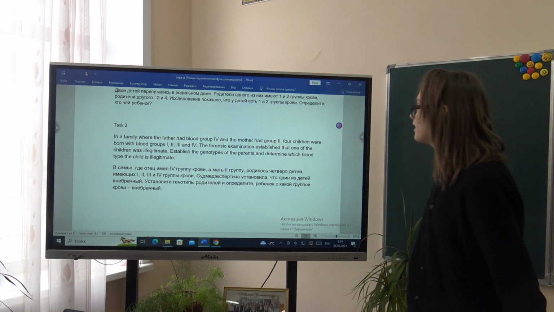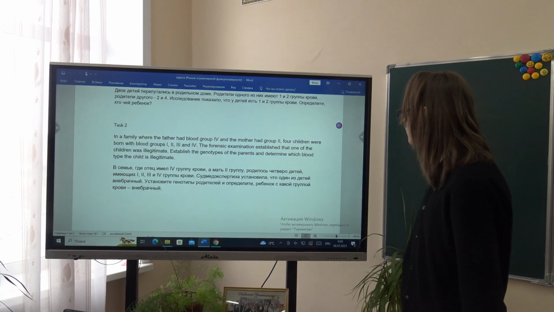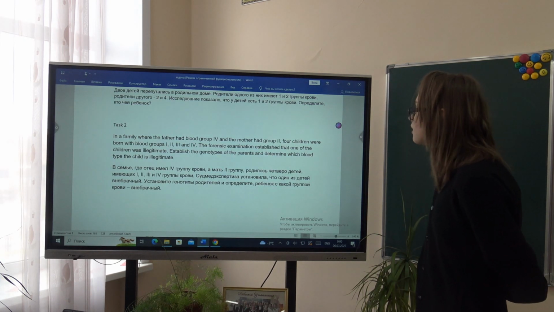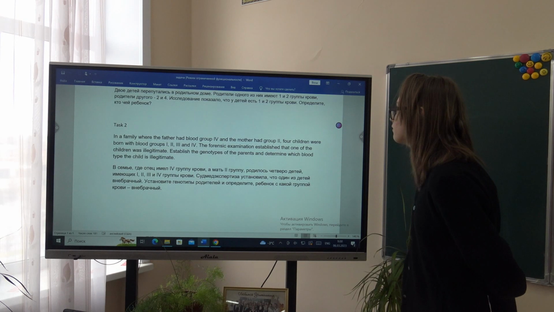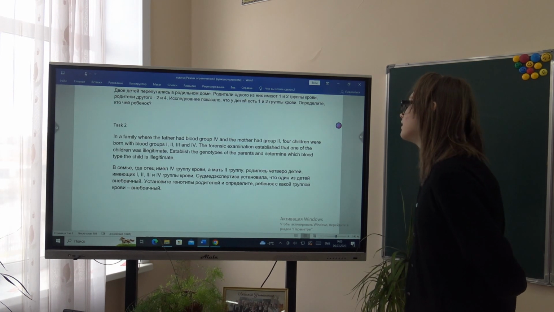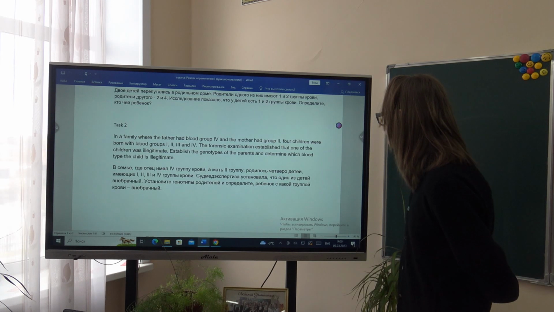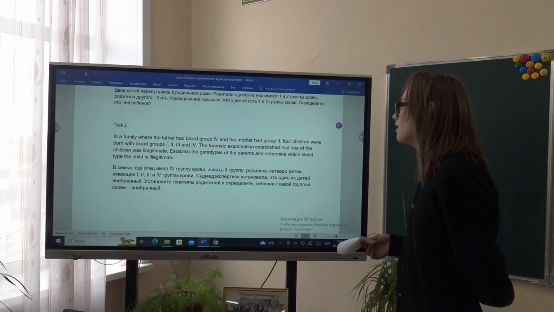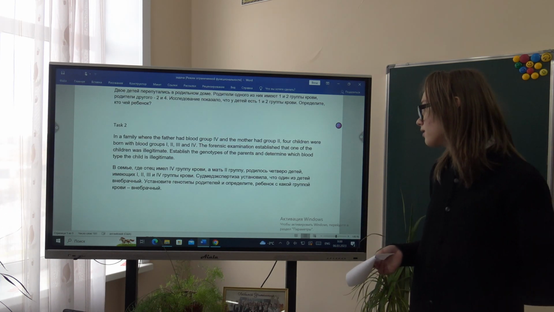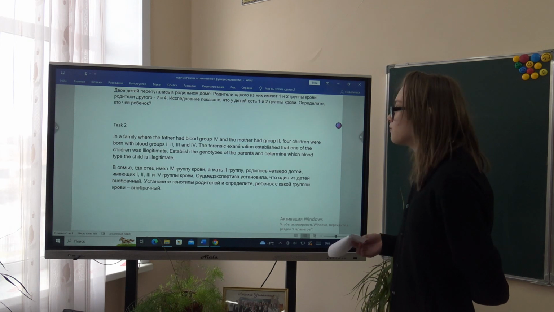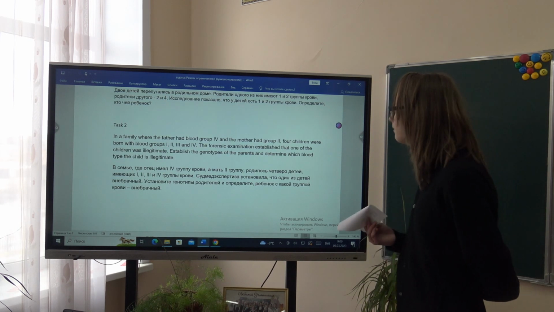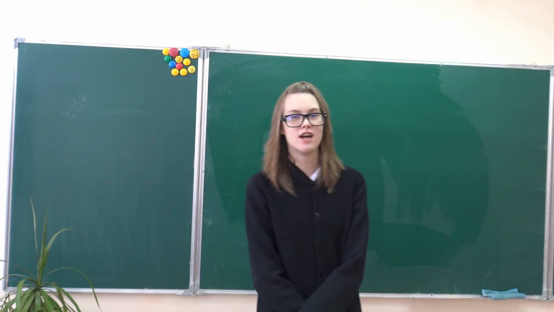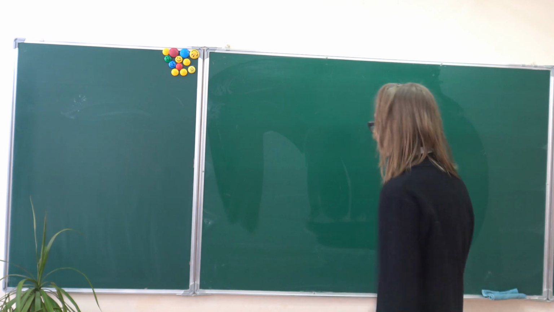Test 2. In a family where the father had blood group 4 and the mother had group 2, 4 children were born with blood groups 1st, 2nd, 3rd, and 4th. The forensic examination established that one of the children was illegitimate. Establish the genotypes of the parents and determine which blood type of this child is illegitimate. Okay, so now let's explain how to solve this test.